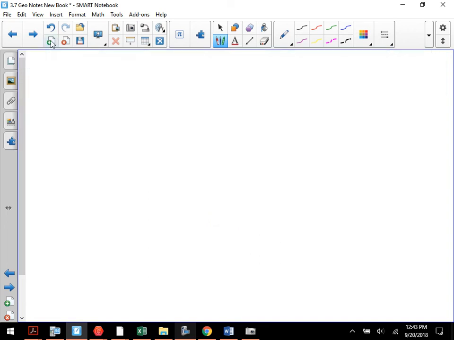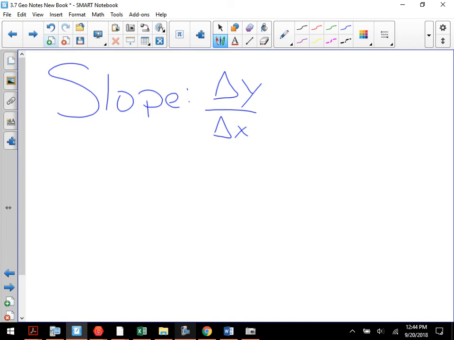We also learned about this. This is this again. So when you're dealing with slopes, you guys dealt with this last year in your algebra class. Slopes was your change in y over change in x. Have you guys ever seen it written like this? No. That triangle represents the Greek letter delta.